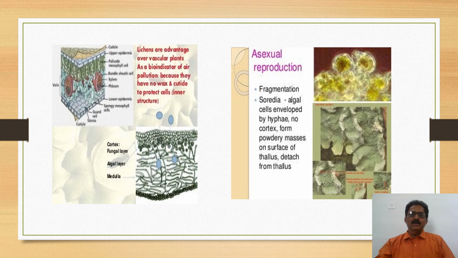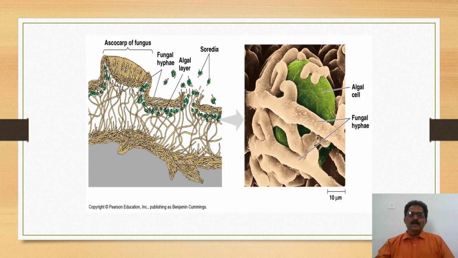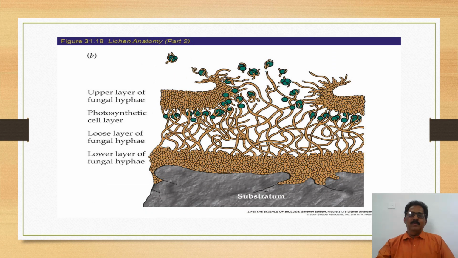This is the internal structure of lichen, which has one layer of algae and one layer of fungi. Asexual reproduction occurs by various structures, that is, fragmentation, soredia, and hyphae formation. These are the ascocarp of the fungal partner, and these are the fungal hyphae. The green parts are the algal layers. The algae synthesize the food material and provide nutrition to the fungi, and the fungi provide the phosphates and nutrients to the algae. These algal cells are totally wrapped by fungal hyphae, with an upper layer of fungal hyphae and a photosynthetic layer of algae, having particular structures.